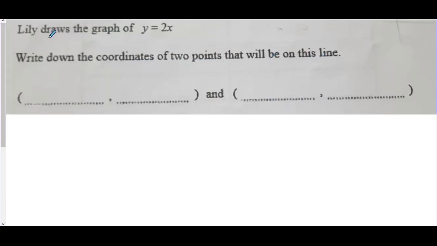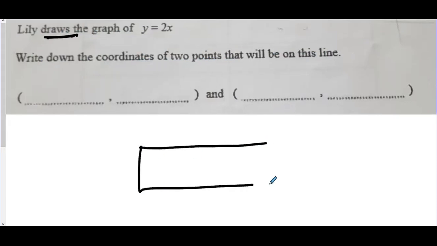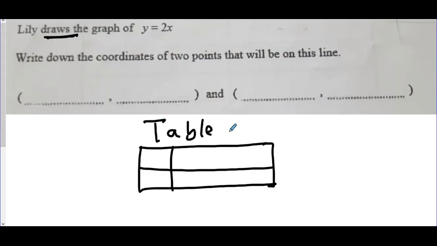Basically, what you are supposed to know is that when you want to draw the graph of any equation, you need to have something we call a table of values. We need to prepare what we call a table of values. Now, how do we prepare this table of values? We just assume the values of x and y randomly.